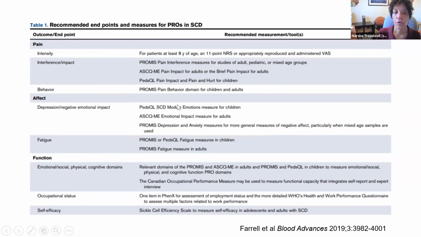And again, the goal here was to look at what measures could you use for children and what measures could you use for adults. The PROMIS measures go across ages, and then there are separate measures in terms of ASK-Me and PEDS-QL. And then in terms of function, emotional, social, physical, cognitive domains. So there are domains within PROMIS and ASK-Me that measure those. Occupational status is very important. And finally, self-efficacy, or a patient's confidence in their ability to manage their symptoms and condition.